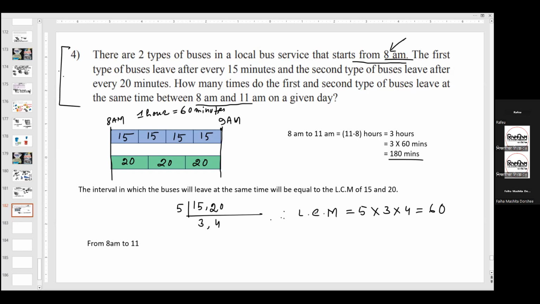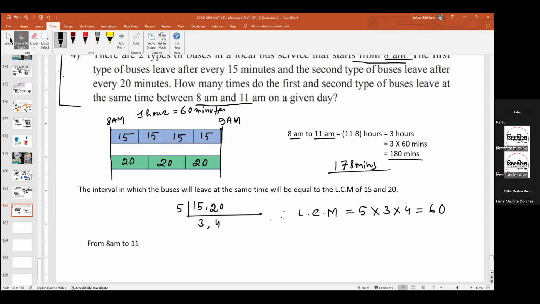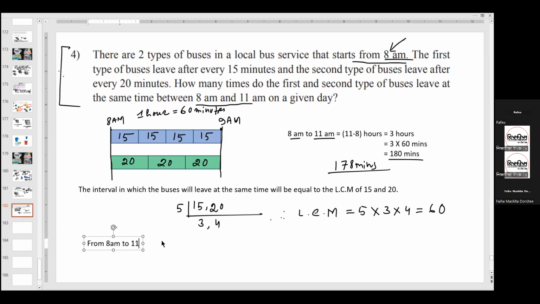If we don't count 8 a.m. or 11 a.m., in that case we cannot say that from 8 a.m. to 11 a.m. we had 180 minutes. We have to say 180 minutes, right? Check your school answers, but let's write down like this.